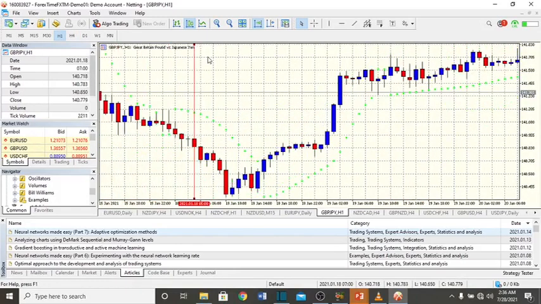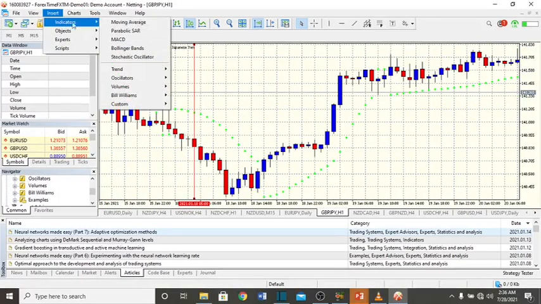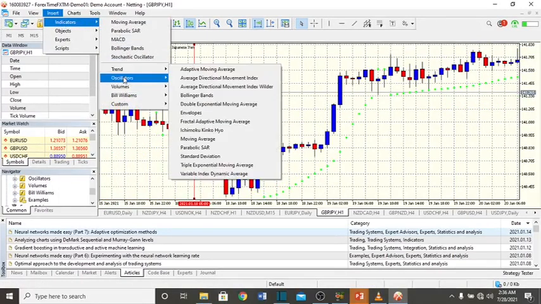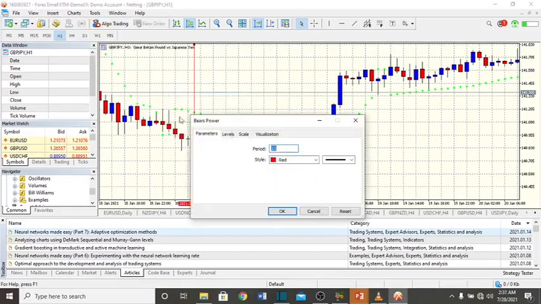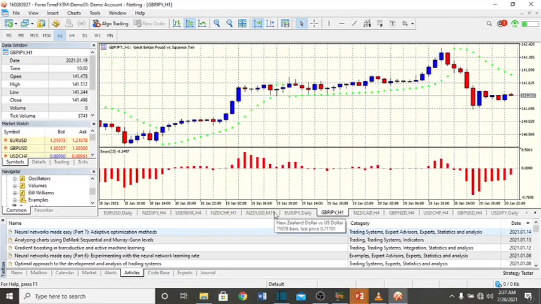So now what we want to check next is volatility. Let's get another indicator that will show us volatility. Oscillators, we need oscillators for volatility. Okay, let's try this out. Bears power. This is a downward trend anyway. Let's see what the bears are talking about.